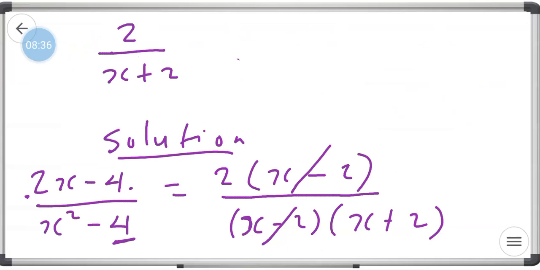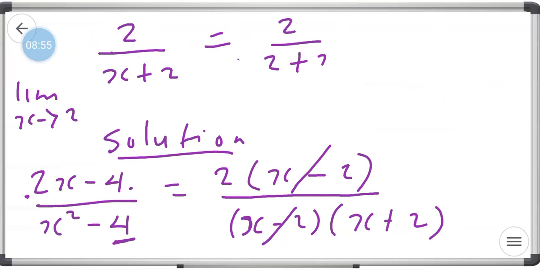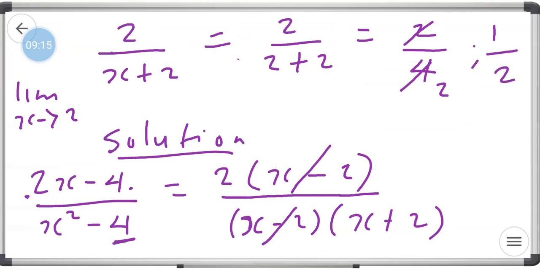Take note, from the question, we are told that the limit as x tends to 2. So from here now, this equals 2 all over, now instead of writing x here, we'll be writing 2. So 2 plus 2. Now that equals 2 all over 2 plus 2, that is 4. Now from here we can divide: 2 here 1, 2 here 2, that is 1 over 2. So which means our answer equals 1 over 2.